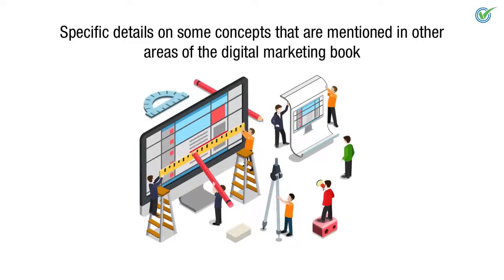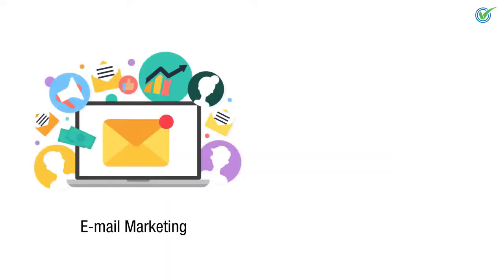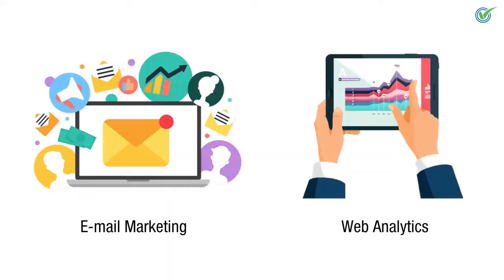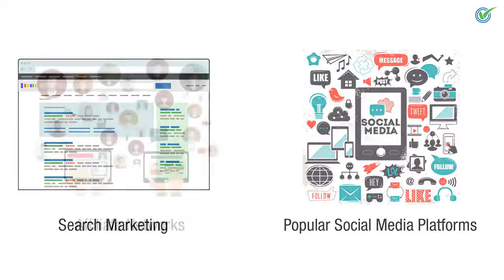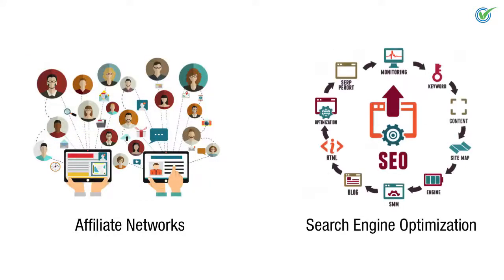This chapter provides specific details on some concepts that are mentioned in other areas of the digital marketing book that warrant further clarification and a more thorough discussion. Specifically, this chapter discusses the following digital marketing concepts: email marketing, web analytics, search marketing, popular social media platforms, affiliate networks, search engine optimization. Each of these elements can play a significant role in a company's digital marketing strategy.